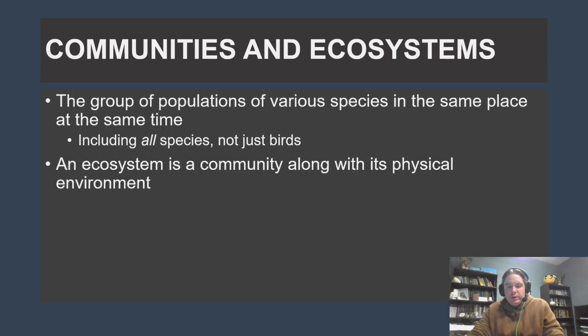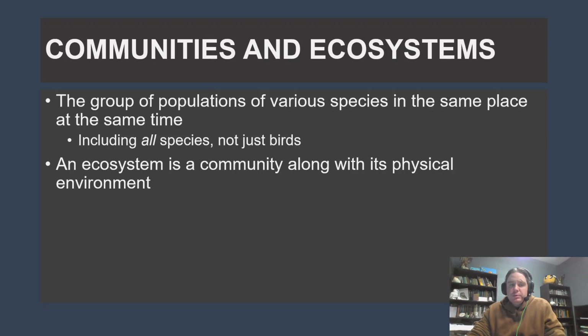And then if we add in the abiotic components of that same space, we have an ecosystem, right? The interactions between all the various populations, so the community, and their environment.